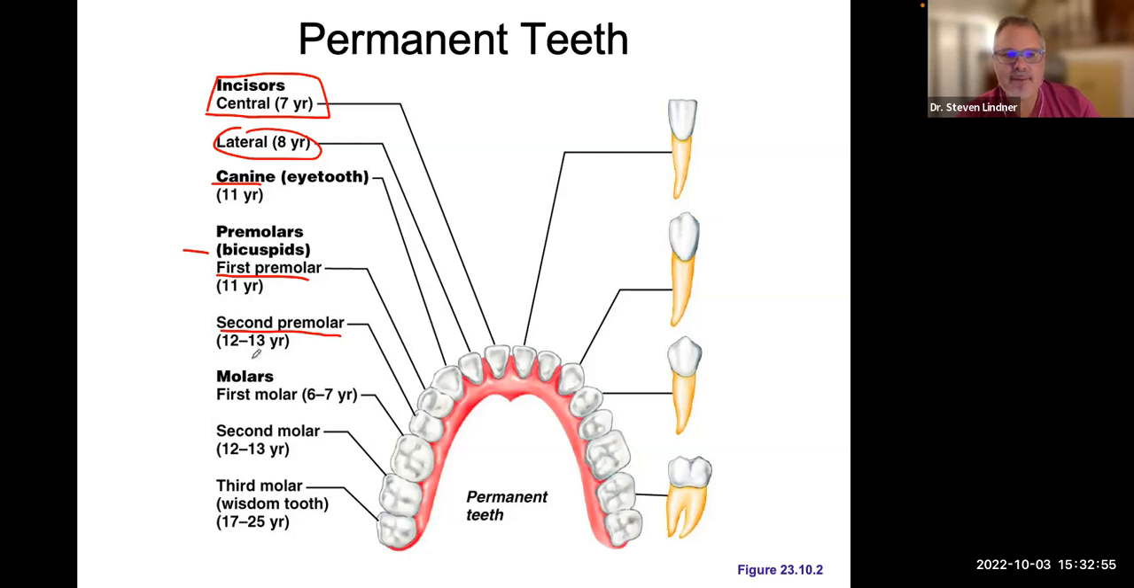And then we have the molars. We have the first molar, the second molar, and the third molar. And it kind of shows you not just the order, but then it gives you the time frames. These are the time frames that they typically come in.